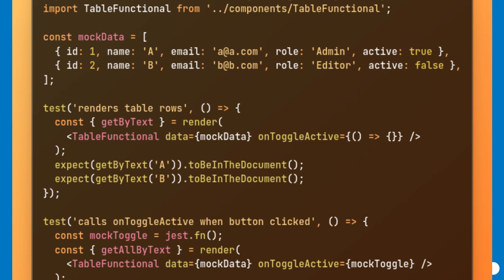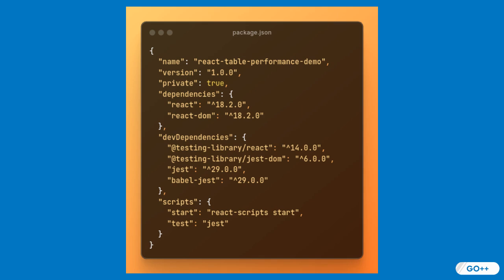This test file uses React Testing Library to verify the functional table's row rendering and the correctness of the status toggle handler. It ensures that the table displays user data properly and that the event handlers receive the correct user ID. This configuration file specifies project dependencies, including React, React DOM, and test utilities. It ensures the correct environment for running, testing, and building the demo.